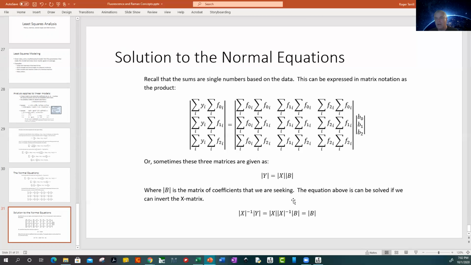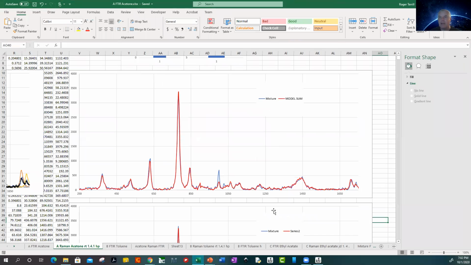So x to the minus 1 times y is equal to b. And that's where those 3 numbers should jump out. So to wrap up today, I'm going to take us back to Excel, back to the same old misery that we had last time. And let's take a look at what this looks like.